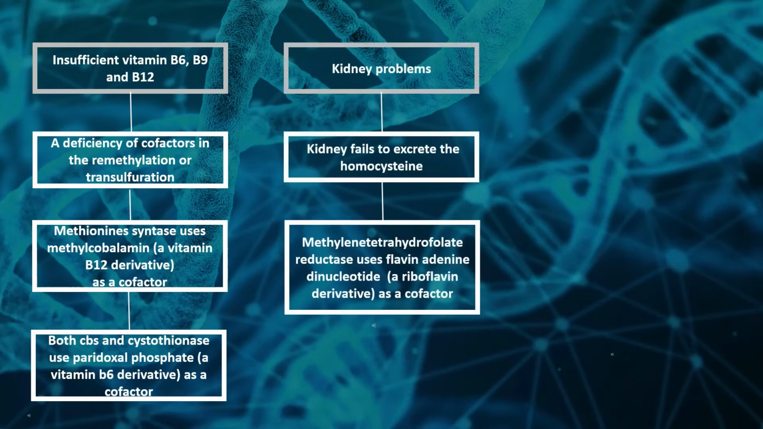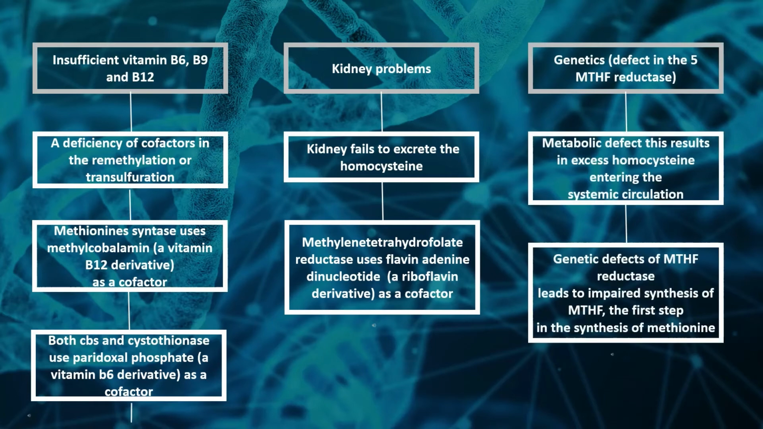On the other hand, for the kidney problems, the kidney fails to excrete homocysteine. Therefore, the MTHF reductase uses flavin adenine dinucleotide, which is a riboflavin derivative, as a cofactor. And for the genetics, or the defect in 5-MTHF reductase, it causes a metabolic defect. This results in excess homocysteine entering the systemic circulation. On the other hand, genetic defects of MTHF reductase lead to impaired synthesis of MTHF, the first step in the synthesis of methionine.